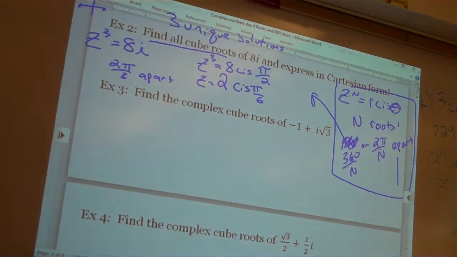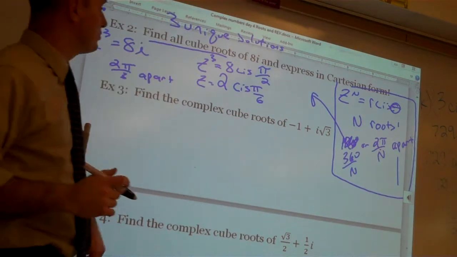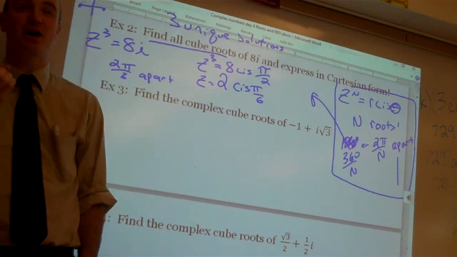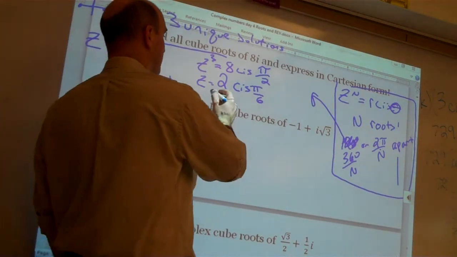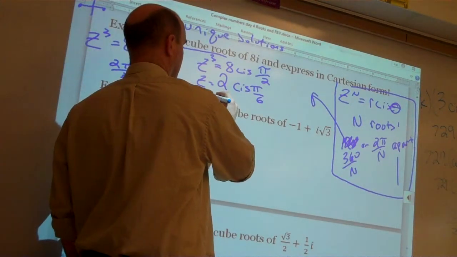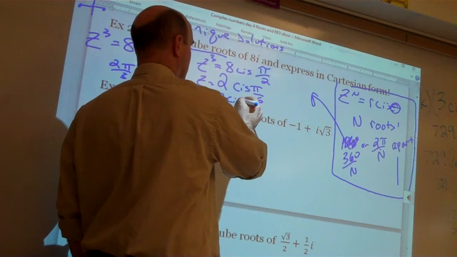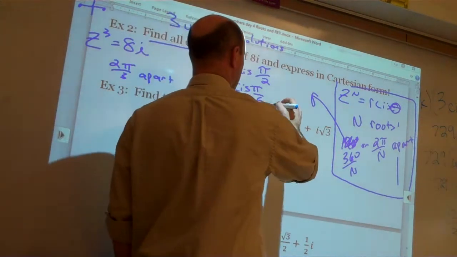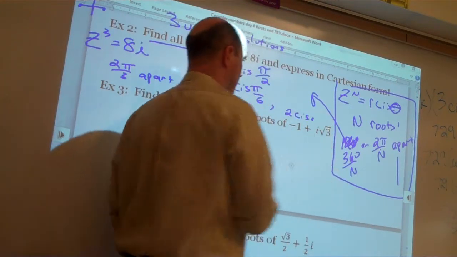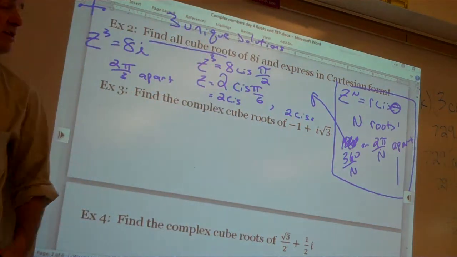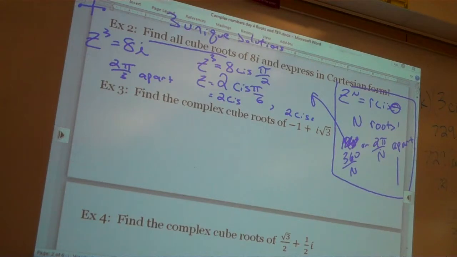Now with this, like you said, it's cube roots. We're going to have 3 unique solutions. The first one is 2 cis pi over 6. The second one is going to be 2 cis something. We'll come up with that. And then the third one, figure that out as well. So what we just need to do now is add 2 pi over 3 to each of these.